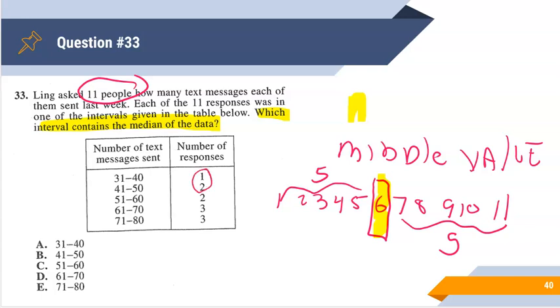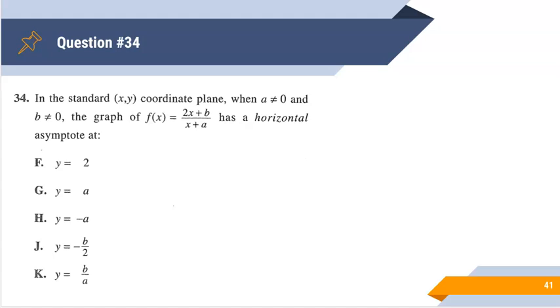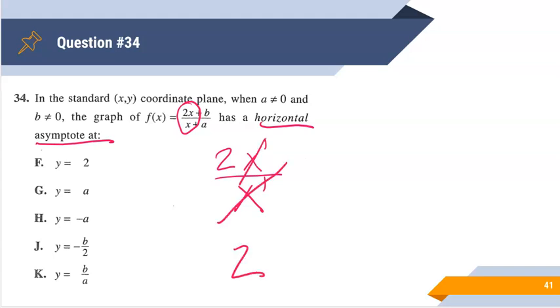Well, here's 3 responses, right? Here are 5 responses. So the 6th response must be there, which is in the interval 61 to 70. And so the choice is letter D. Okay, these next couple are pretty advanced questions. They're asking for a horizontal asymptote. What we do is we write out the biggest power of the numerator and denominator. X to the first is the biggest. I think those cancel and we're left with 2. Our horizontal asymptote is y equals 2.